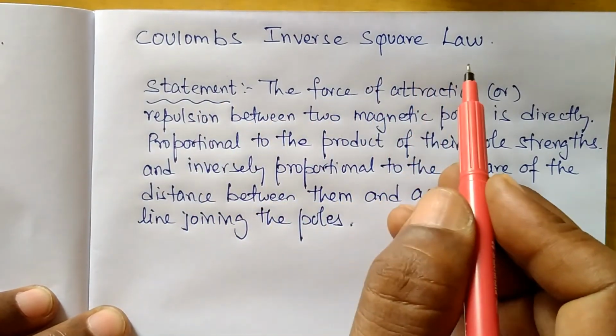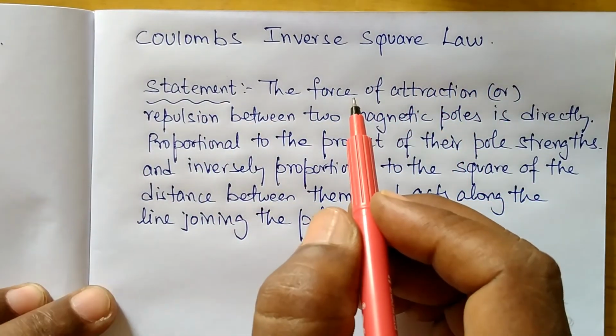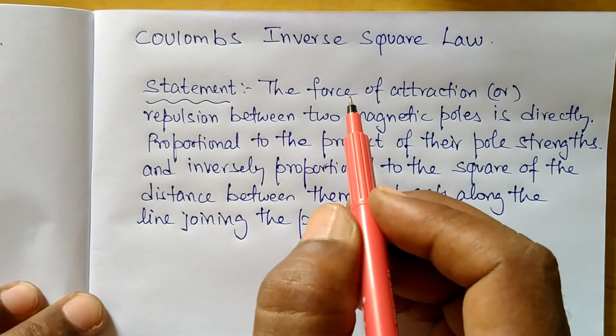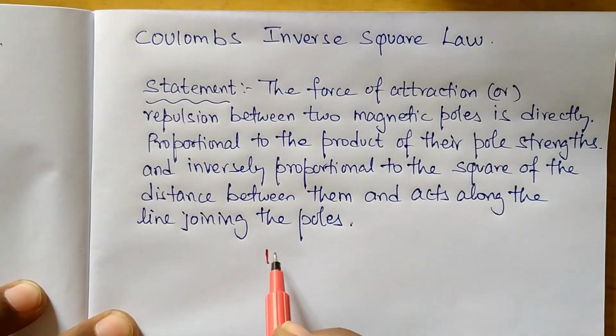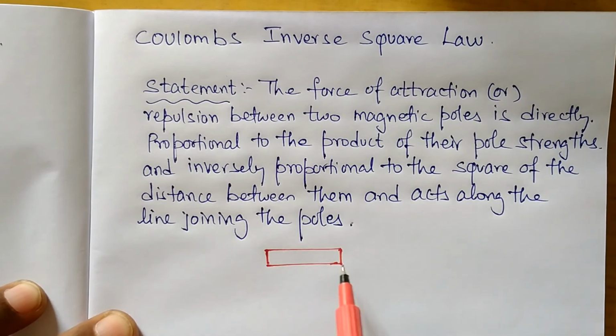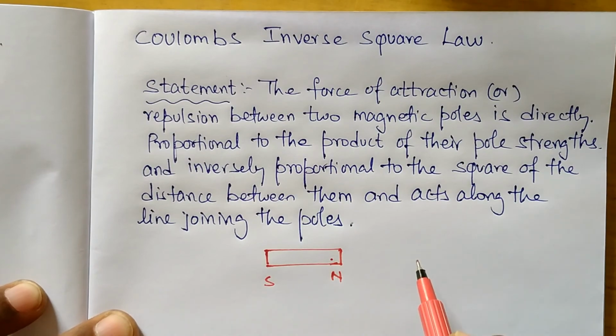Coulomb's inverse square law of magnetism. Let us understand what Coulomb's inverse square law of magnetism states. Let us consider a magnet. A magnet has two poles. Poles have the property of either attracting or repelling another magnetic pole.